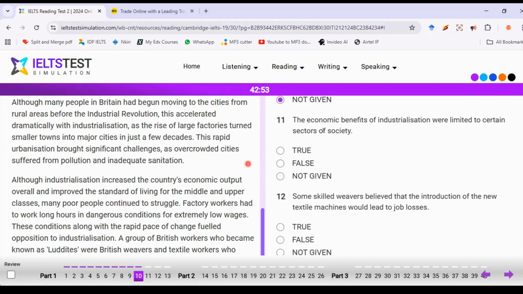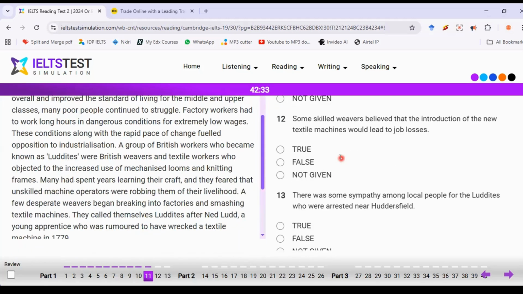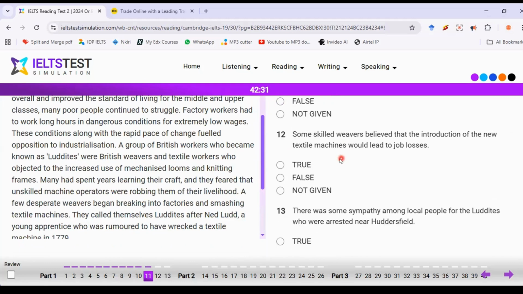Limited to certain sectors of society. This says many poor people continue to struggle. So that means these poor people did not benefit. So this thing of certain sectors will be correct. I think I'll pick true for number 11. It sounds somewhat off, but I'll just pick true for it because of time. Okay?